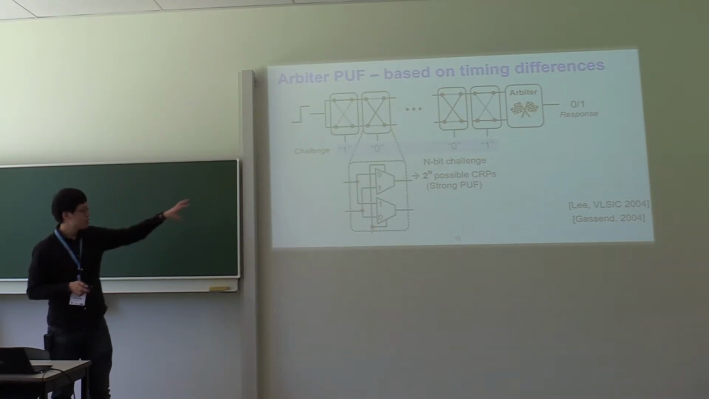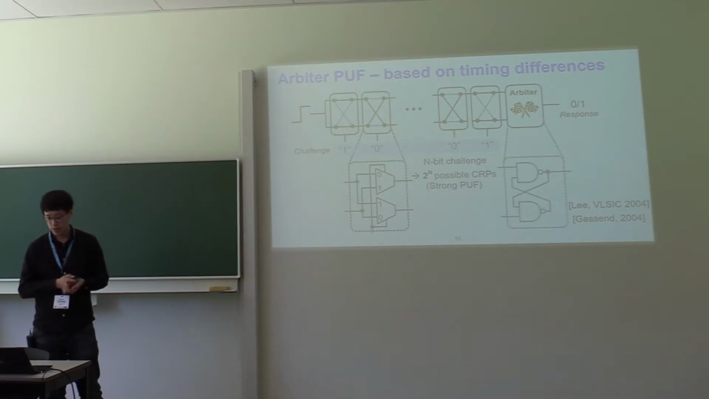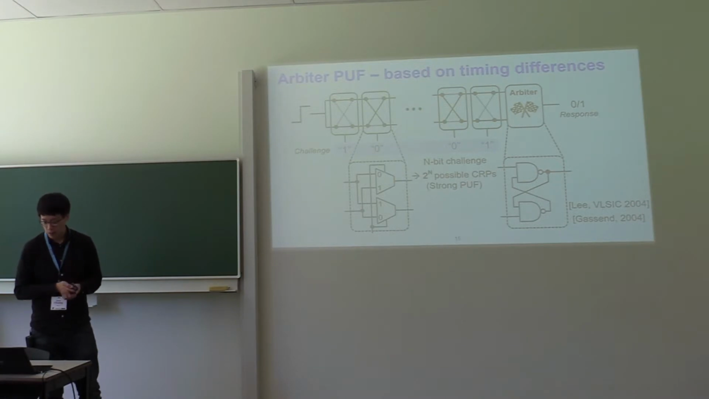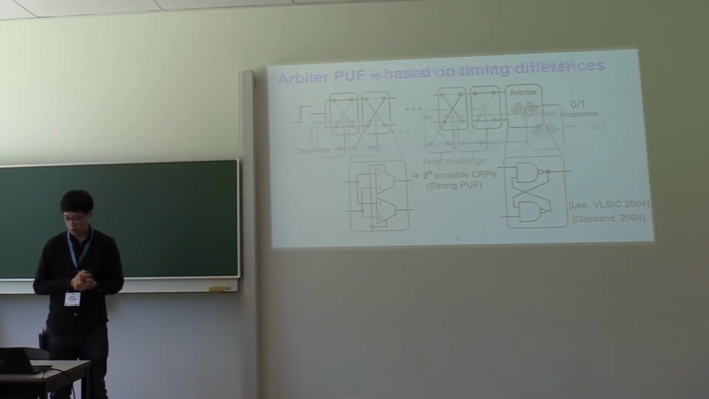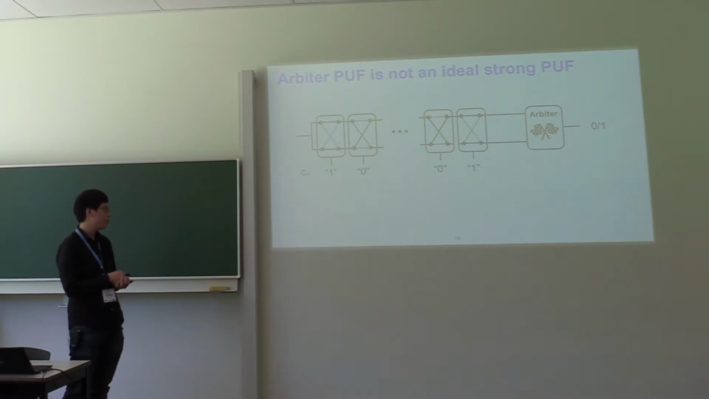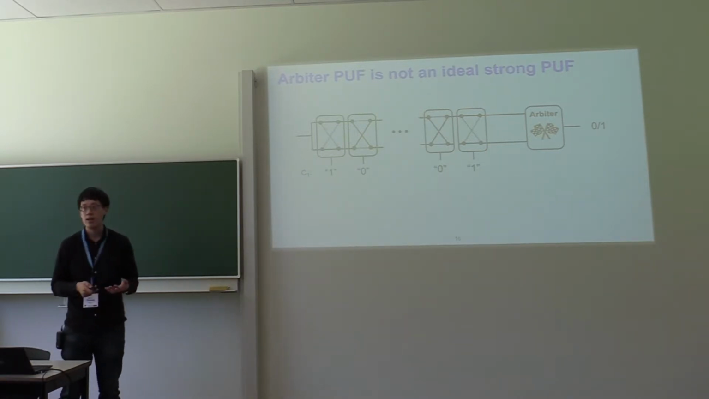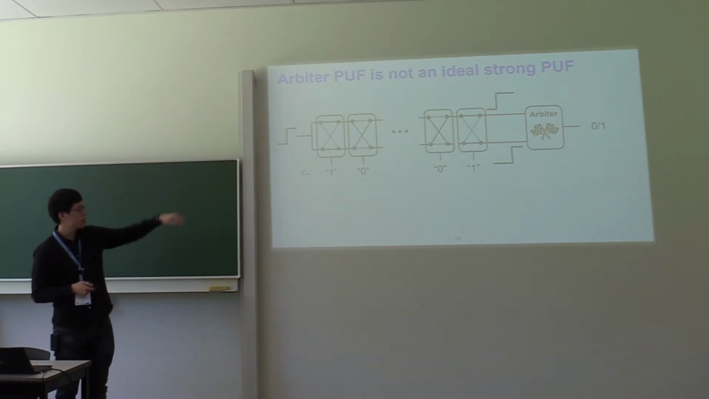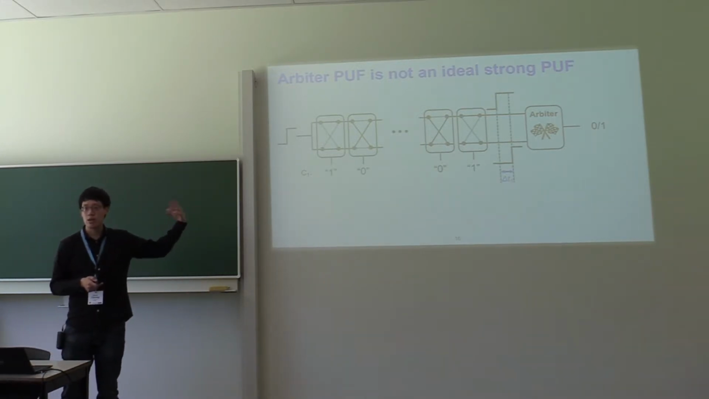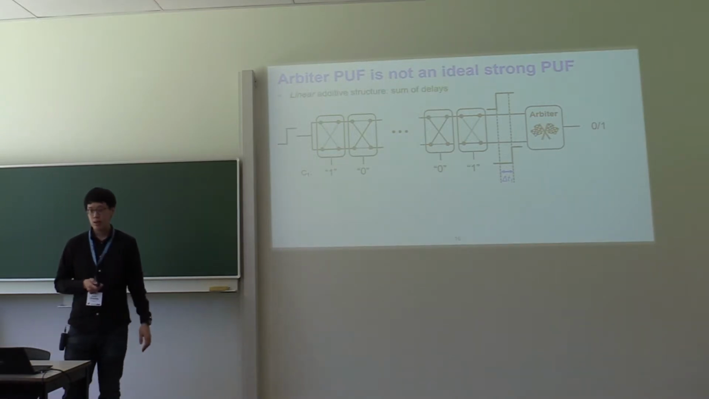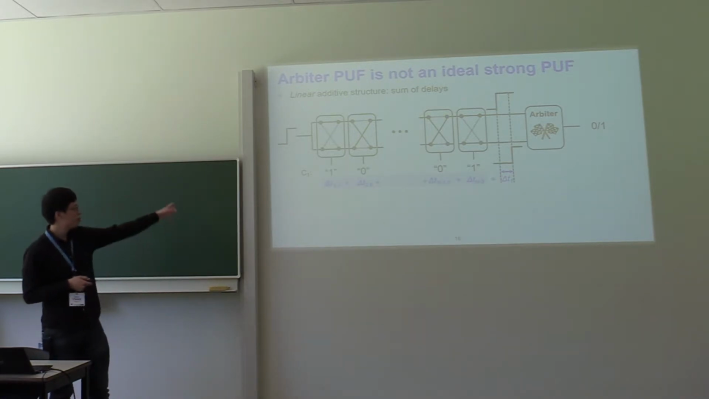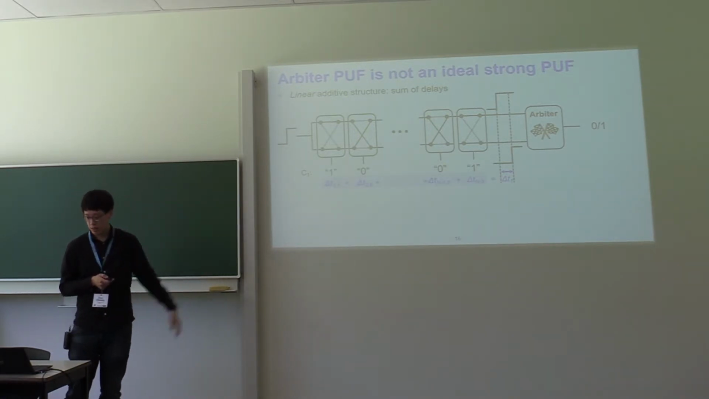These elements are actually implemented by 2 multiplexers, and the arbiter is basically implemented using an SR latch. I will show the operating principle and show how it is not actually an ideal strong PUF. Assume a signal comes in with a certain timing difference based on the input, and these delays are linearly additive, summing up the delays of each element.